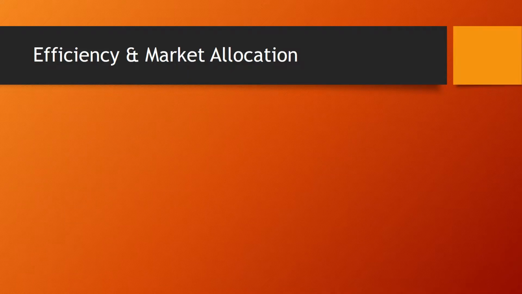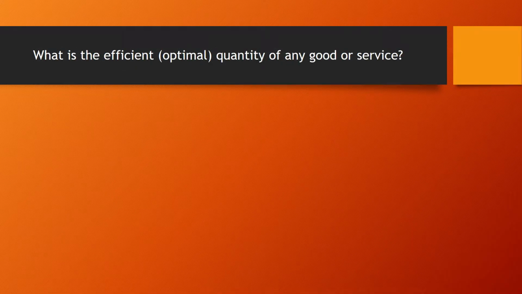Okay, we're going to talk about whether or not the market allocation will also be an efficient allocation. Let's consider what is the efficient or optimal quantity of any good or service. Of course, the formal definition in economics is the Pareto-optimal allocation. But it turns out that it is pretty difficult to see a Pareto-optimal allocation directly in a diagram. So we're going to change our definition of efficiency or optimality just a little bit.